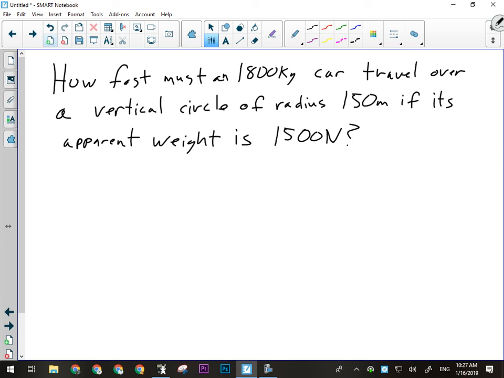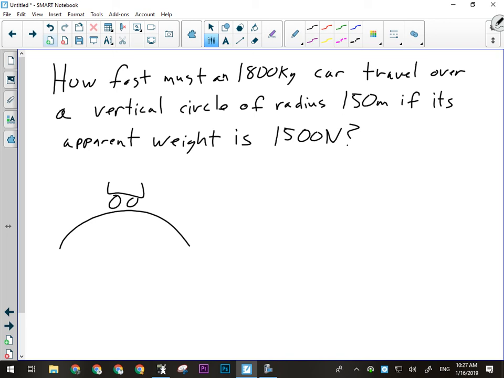Okay. There's a vertical circular motion problem. I want to know how fast an 1,800 kilogram car has to travel over a vertical circle with a radius of 150 meters for its apparent weight to be 1,500 newtons, which is lighter than its actual weight. Right? So we are dealing with what part of the circle? Over the top, right? That's the only place where we can feel that way. Plus it says over the top in the question.